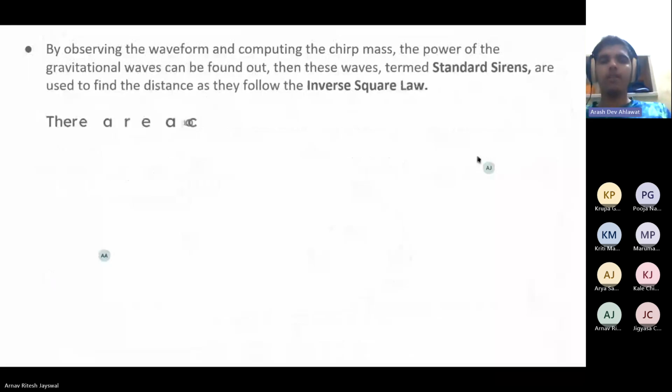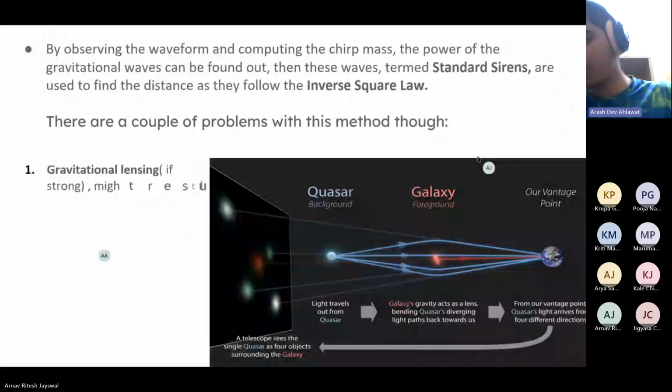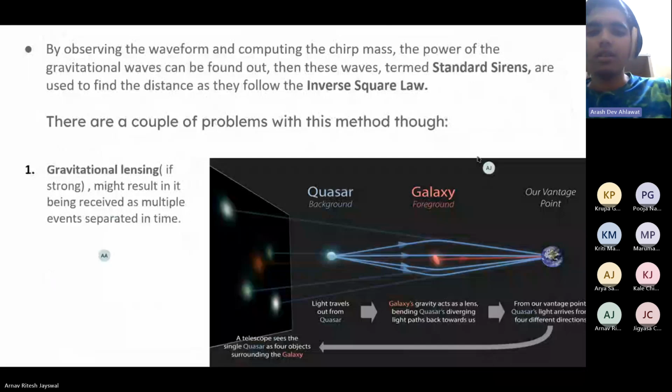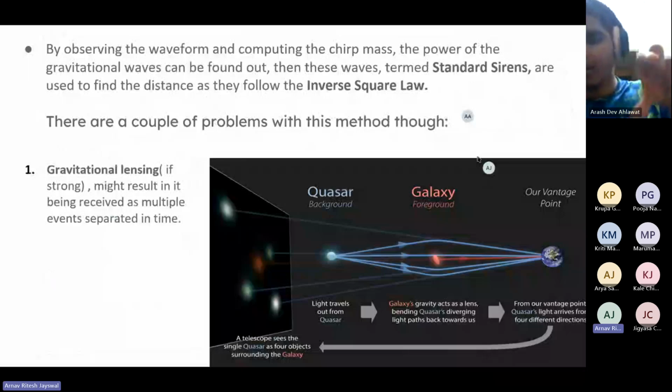So yeah, if we observe the waveform, you know the frequency of it. Now you know the power that you are receiving through these waves. Computing the chirp mass, the power of the waves can be found out, and it was termed a standard siren, as I just told you. You use that to find the distance following the inverse square law. This is quite similar to the Cepheid method. The whole flux thing, flux follows the inverse square law. As the distance increases, the flux decreases following the inverse square law.